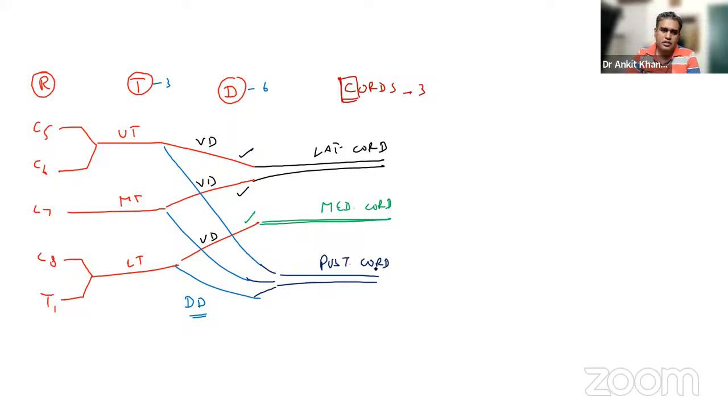Now, again, I am going to repeat. The ventral division of the upper trunk and middle trunk. Keep on looking at the diagram. The ventral divisions of the upper and middle trunk form the lateral chord. Then the ventral division of the lower trunk will form the medial chord. Medial. And the dorsal divisions of all three trunks are going to form the posterior chord. Then this is going to form a lot of branches.